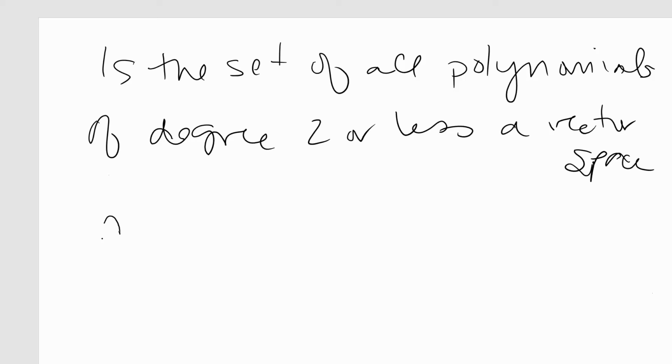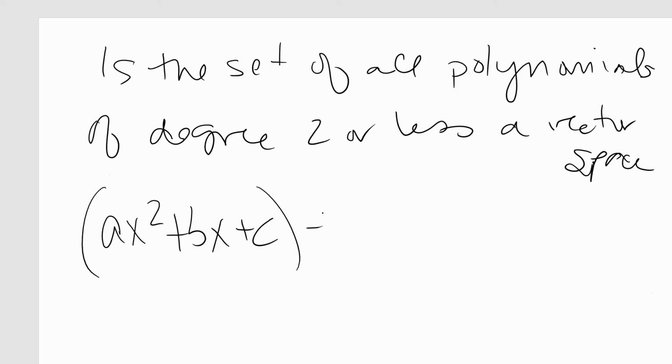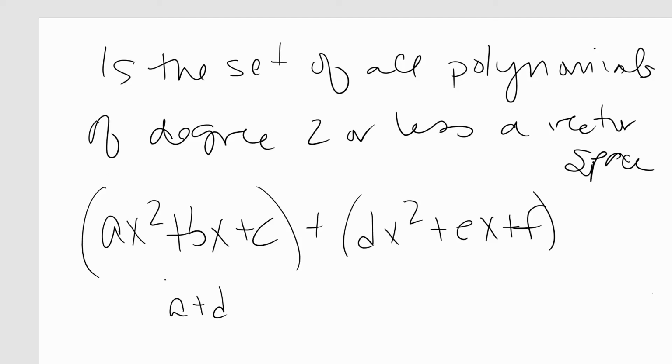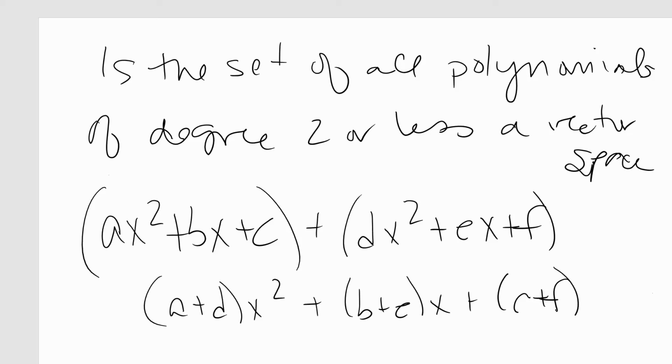If I said ax squared plus bx plus c, so that's one degree 2, plus another degree 2, so dx squared plus ex plus f. So if I add any two quadratic statements, I would get a plus d times x squared plus b plus e times x plus c plus f. So I would get another degree 2 polynomial. So you would just have to go through and show this is true no matter what order I add them in, no matter if I do the associative.